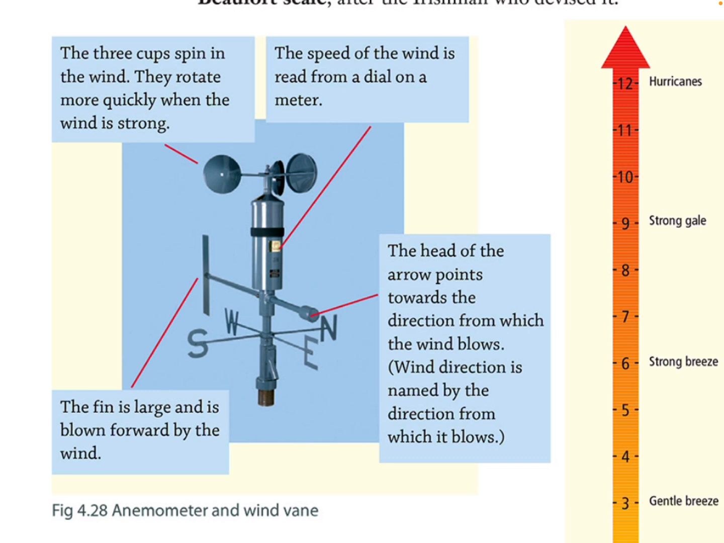Is it safe to be travelling and driving out in that and sending school children out in it? So wind speed is measured in kilometers per hour. It's measured using an anemometer. It's 3 or 4 cups that spin in the wind. The faster the wind blows, the faster they spin. It's attached to a meter, and you can read the kilometers per hour on that.